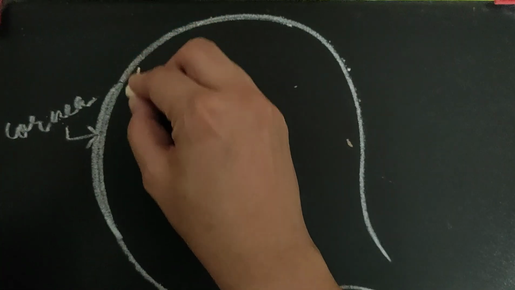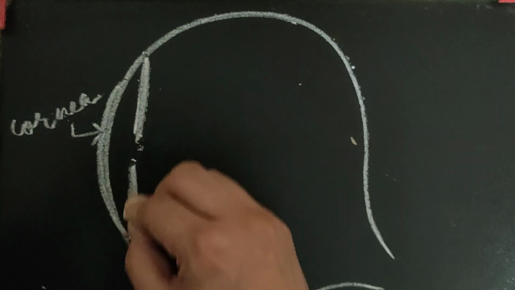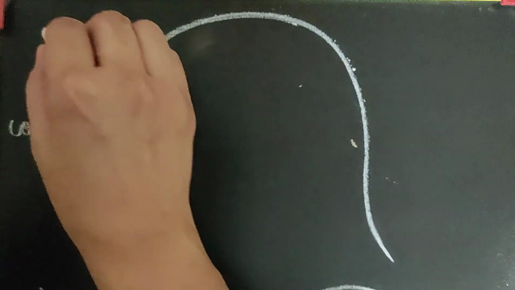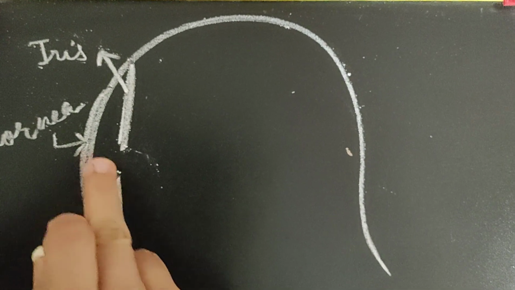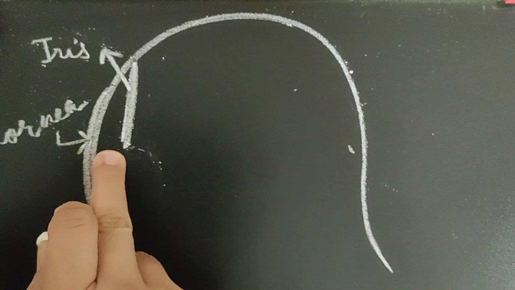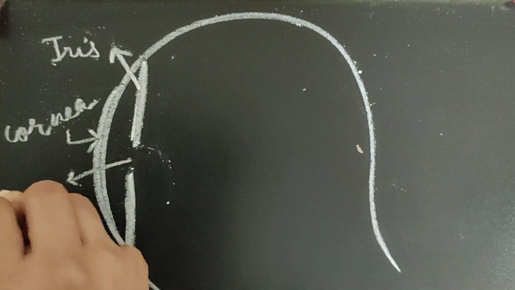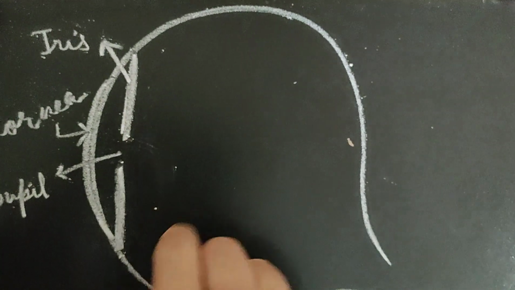After cornea is placed the iris, which is a dark muscular diaphragm that gives color to the eye. So this is iris. It's a dark muscular diaphragm which gives color to the eye. Also, there is a hole present inside iris. This is known as the pupil, and from pupil the light enters inside the eye.